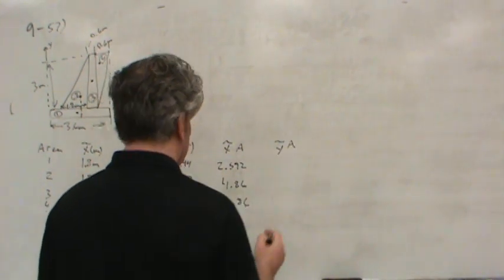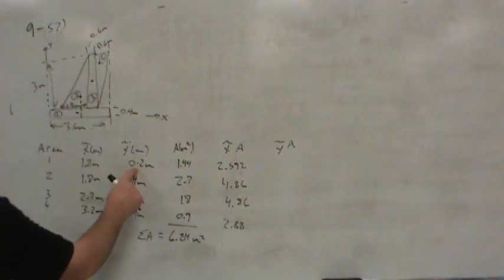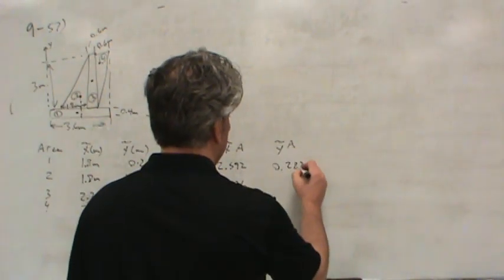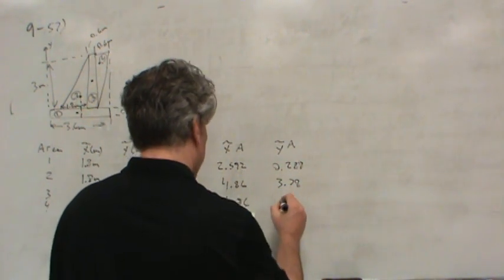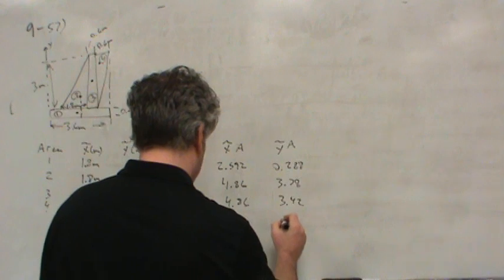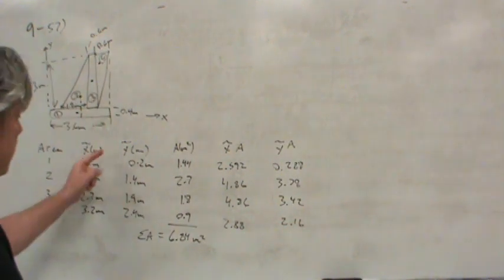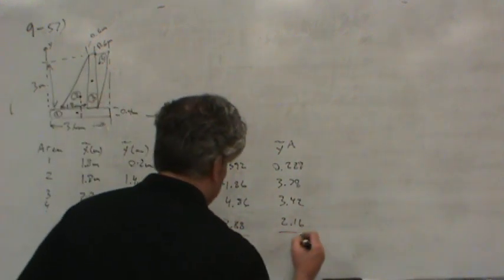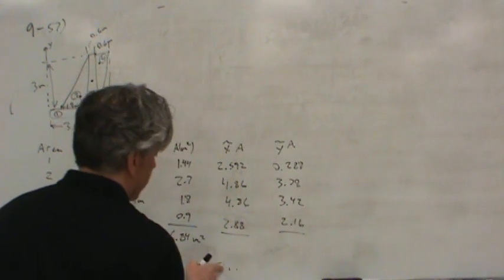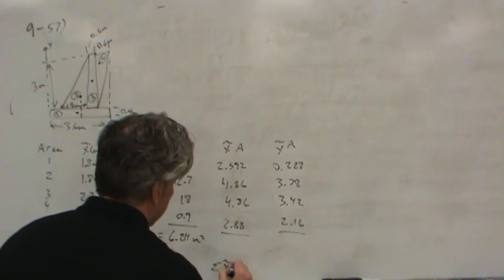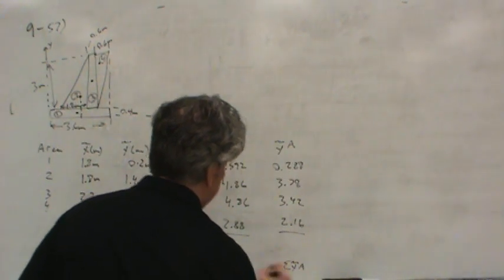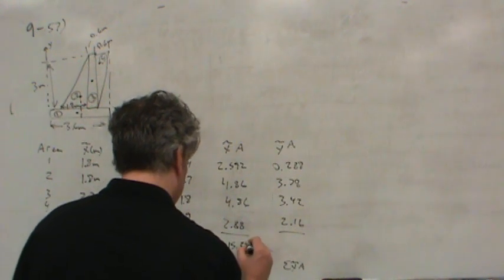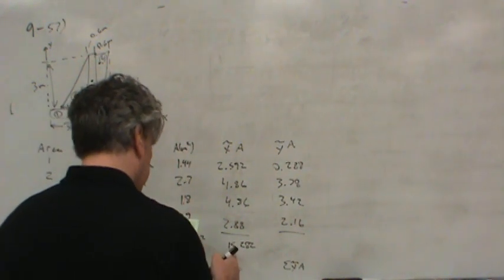Finally, y tilde a is the last column. So there we're just multiplying y tilde, 0.2 times 1.44, for example. And you get 0.288 for body 1, 3.78 for body 2, 3.42 for body 3, 2.16 for body 4. That one should be okay because I didn't have an error in y tilde, at least I think I don't. Summing all of these, the sum of the x tilde a's, sum of the y tilde a's. These sums will be necessary to locate the centroid of the composite body, or the composite area, I should say.